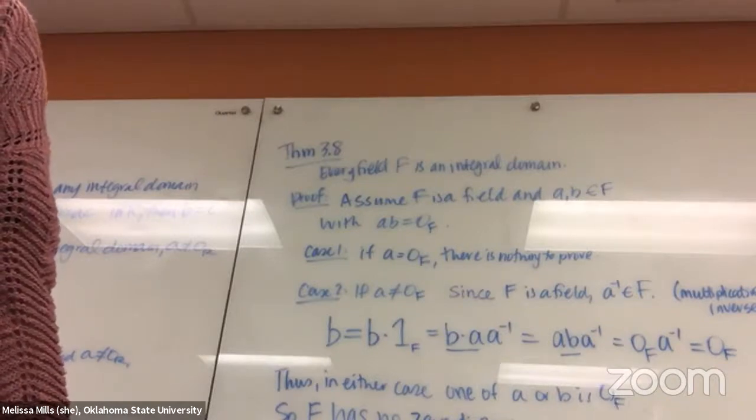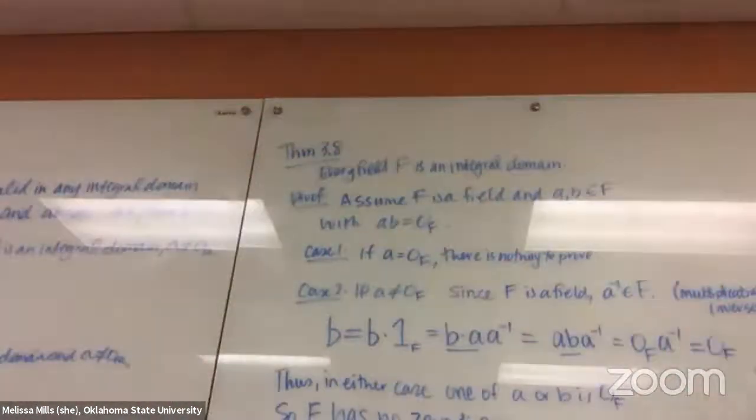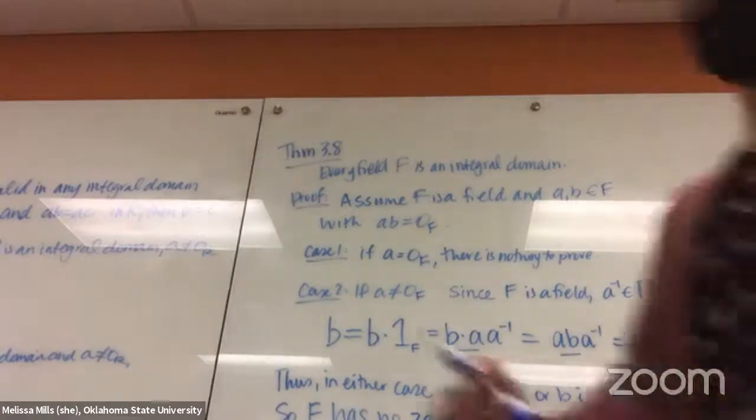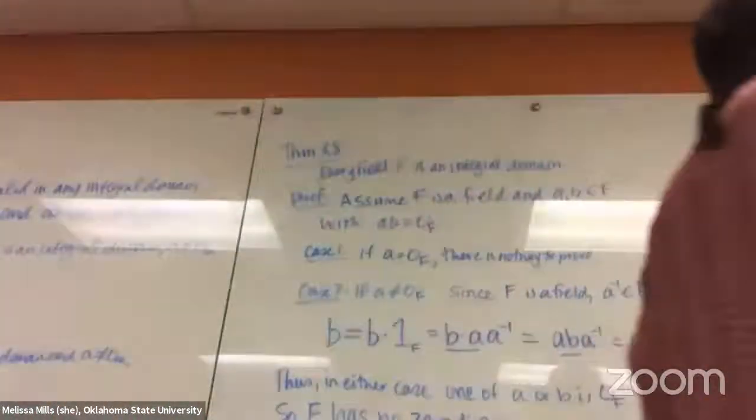Okay. So our next one is theorem 3.9. This proof I find to be a little bit, I don't know, you might not like this. I'm not a huge fan of this proof, but anyway, we can do it. We can go through it. Okay, and so this theorem 3.9 says that every finite integral domain is a field.